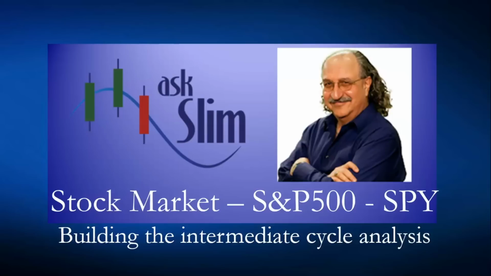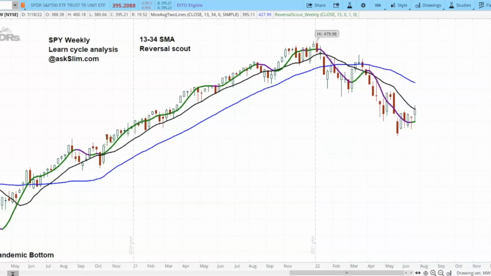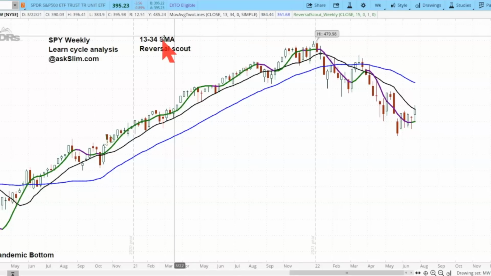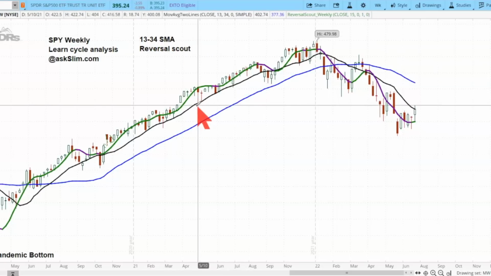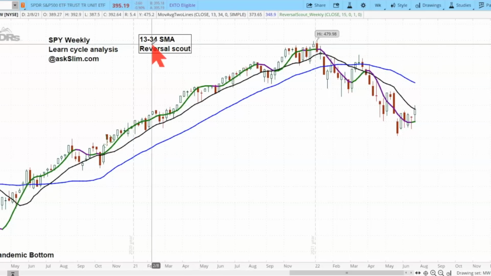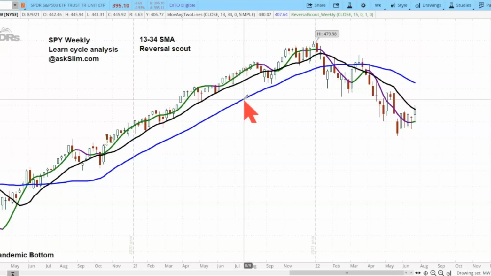So here is the SPY chart, and you can see there, looking at it, that it's basically a general candlestick chart that you may see. Now there's a couple of studies on here. First of all, we have 2 moving averages. It's the 13 and 34 week simple moving average. That is what we like to use on our weekly chart.